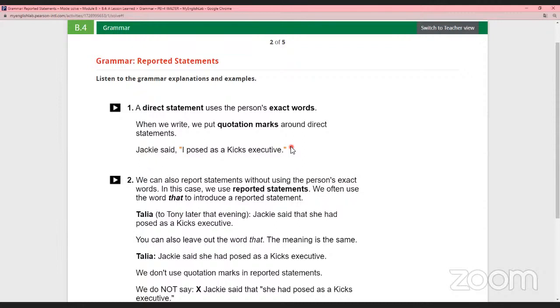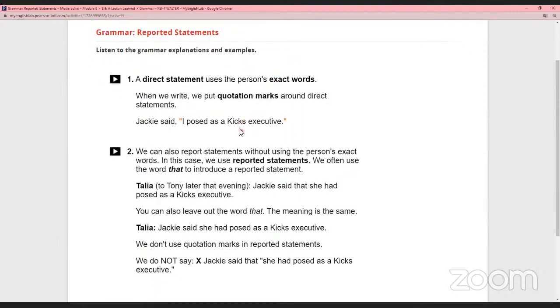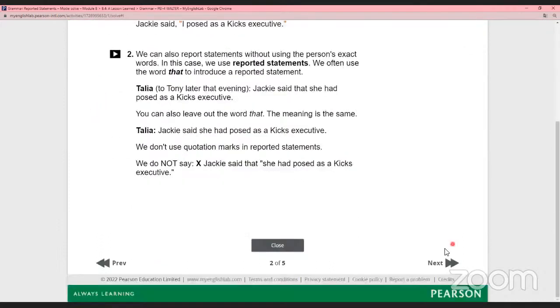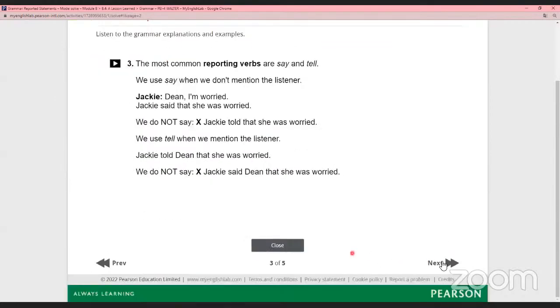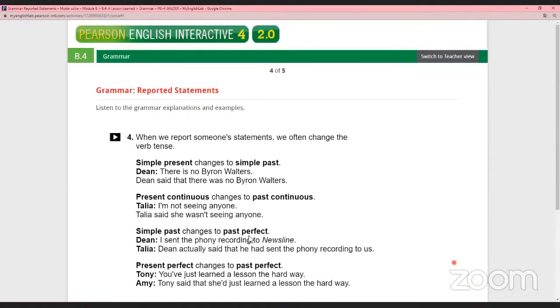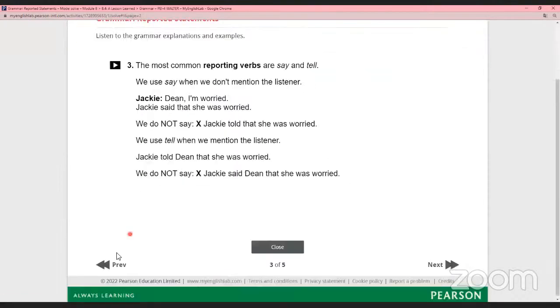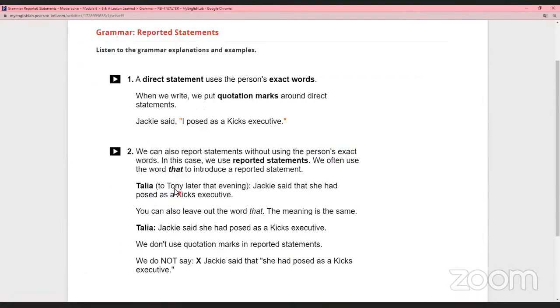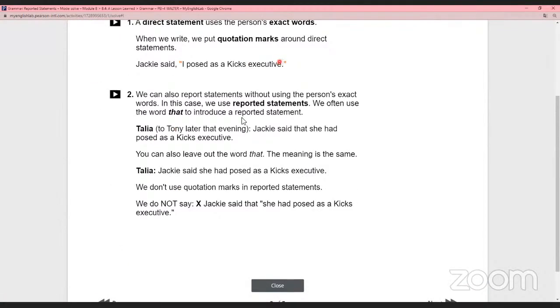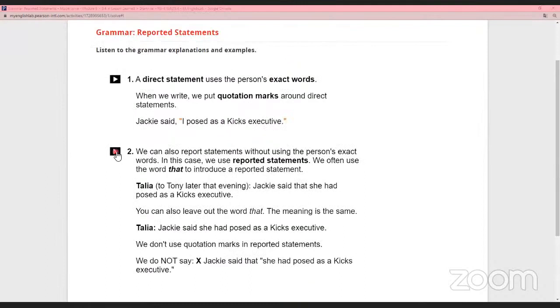And so let's continue now with the reported statements. So give me a second. Oh, okay. All right, now we're going to continue with the reported statements, right? Let's listen to the audio.